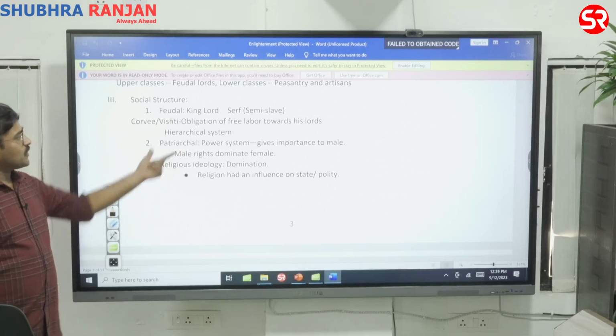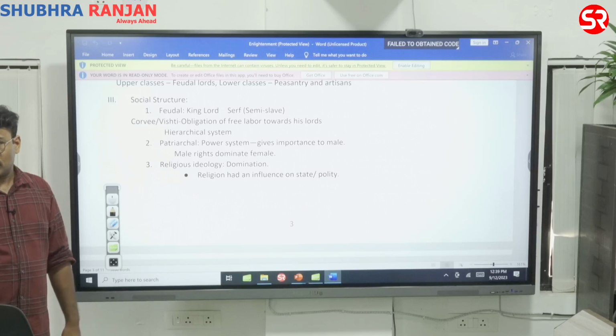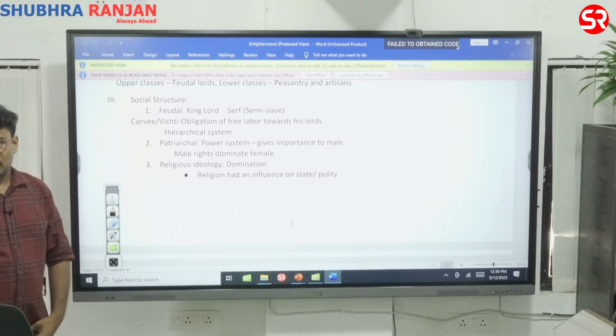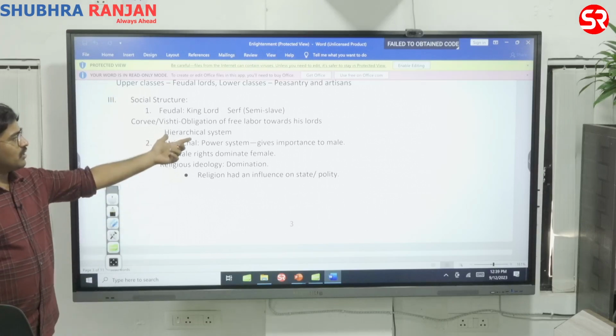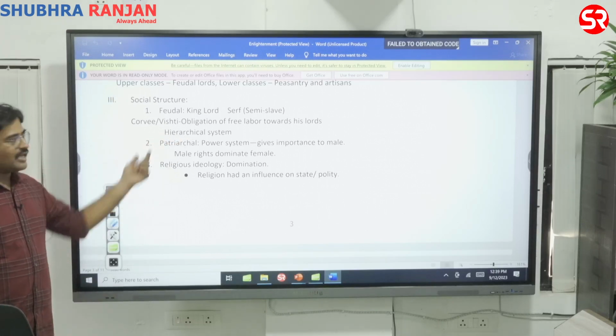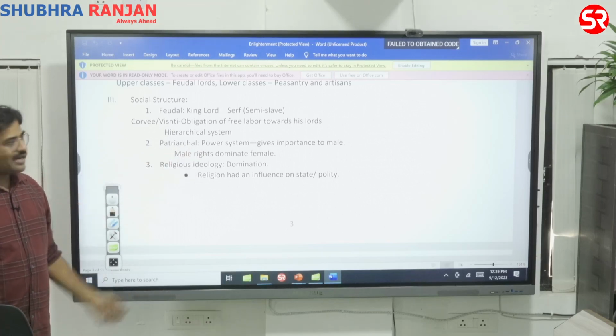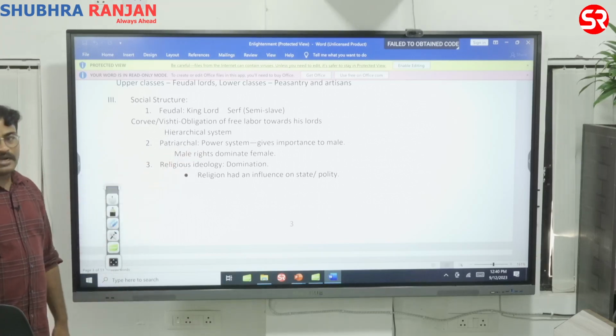Then after that, the society is based on a hierarchical system. Hierarchy means someone is superior and some others are inferior. This inferiority-superiority thing is called hierarchy. Patriarchal: patriarchy is a power system which gives importance to males. Male rights dominate over female, then it is called a patriarchal system.